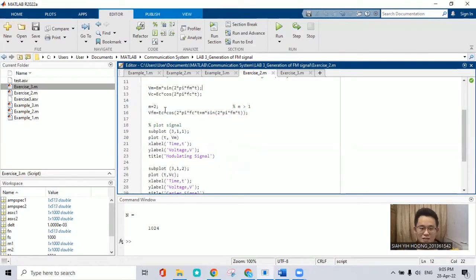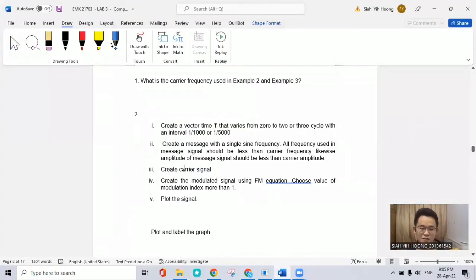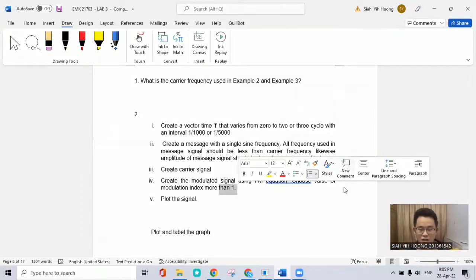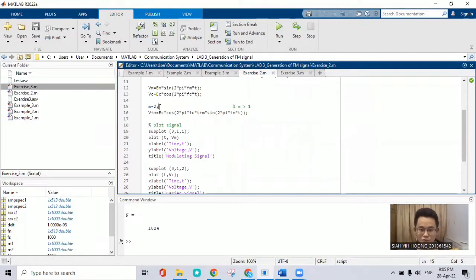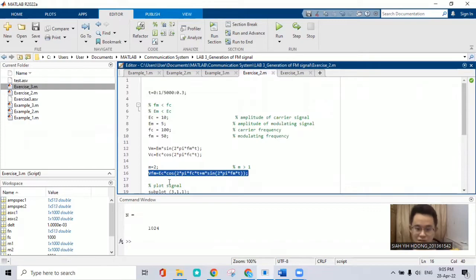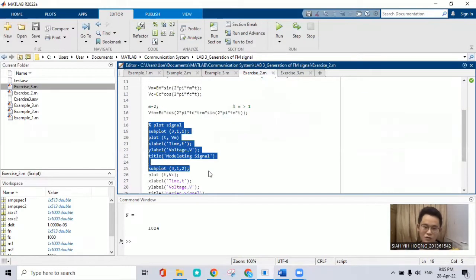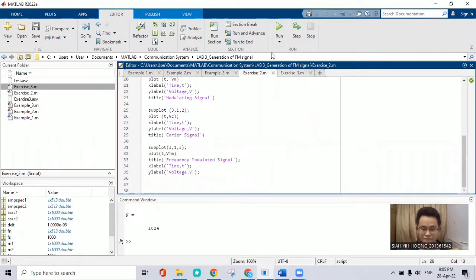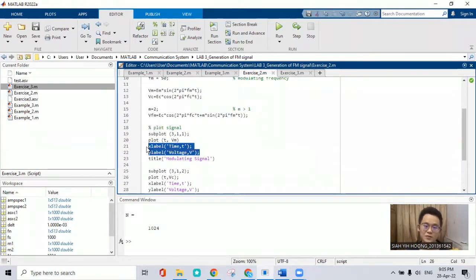After that, we need to declare the modulation index. The question told us to use a modulation index greater than 1, and therefore I chose to use 2. After that, we need to generate an expression for our FM signal, the frequency modulated signal. This expression or formula comes from the notes given. After that, we need to plot all these three signals, giving them their labels and titles, then run.